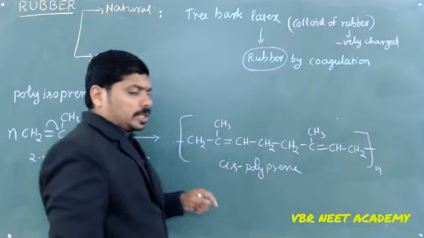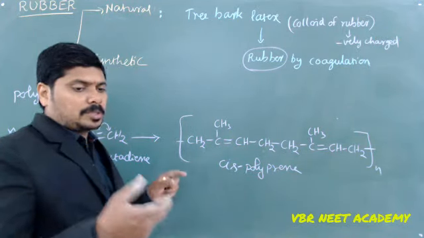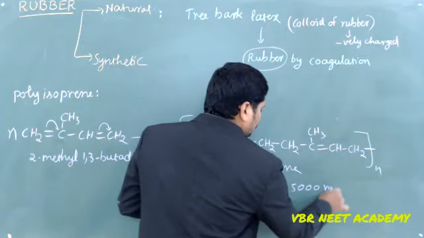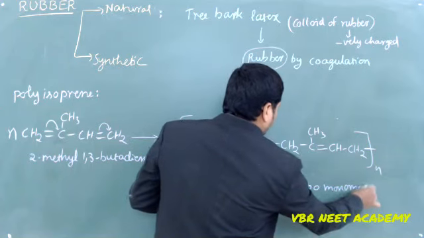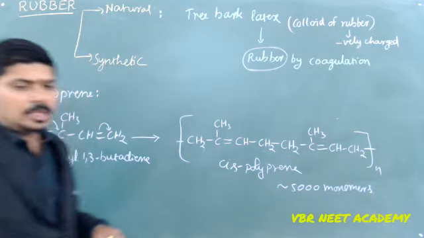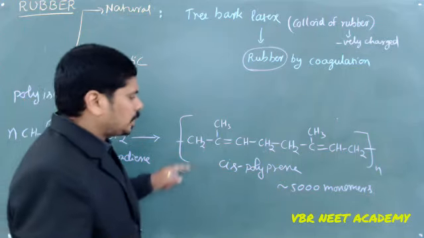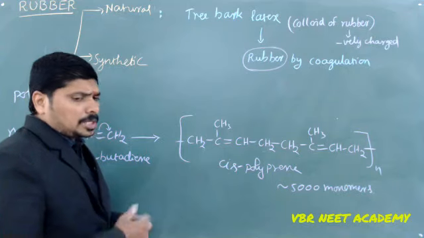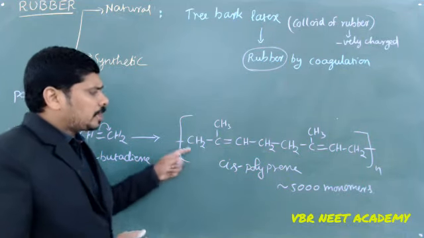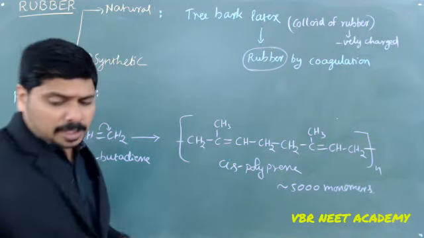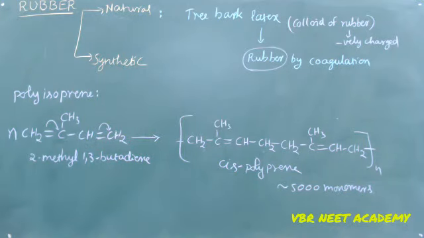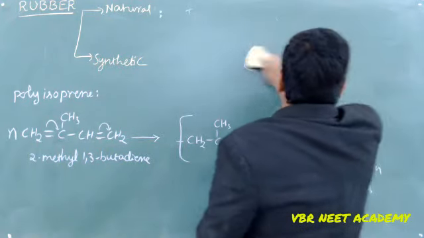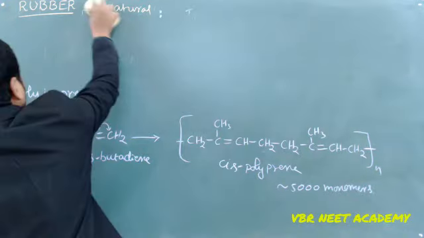And at least we are going to have some 5,000 units of isoprenes. Approximately I can have 5,000 monomers present. In one natural rubber you take, I can have a total of 5,000 monomeric units present. Now, for the natural rubber which we have, what are the properties we are able to get for this compound?